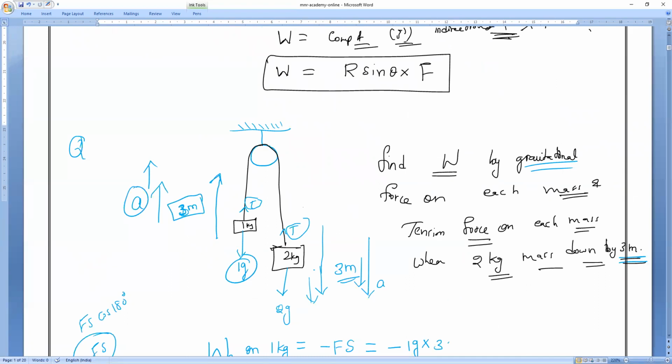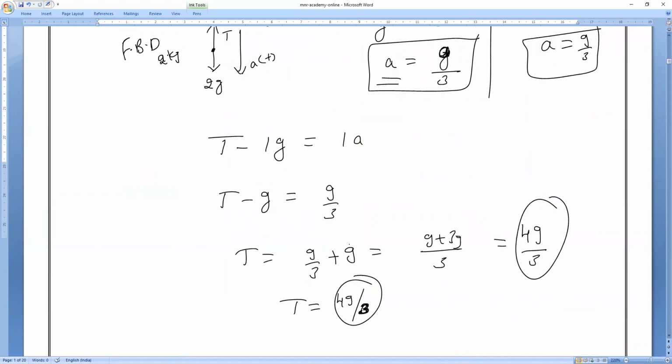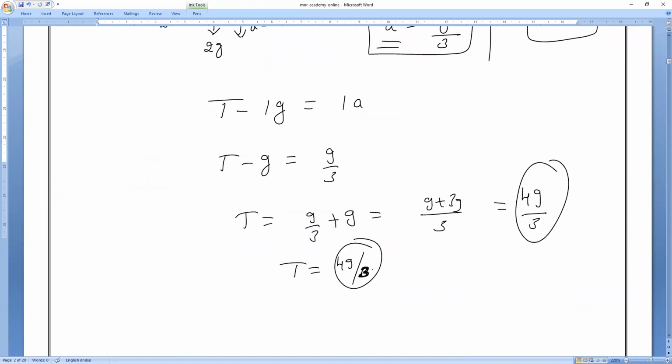Here, if you want to put, of course, you are saying that acceleration is equal to minus g by 3. You are saying that. Am I right? Yes, sir. In both cases acceleration is the same. This plus or minus will indicate what direction. You understand? Okay, sir. So tension is equal to 4g by 3.